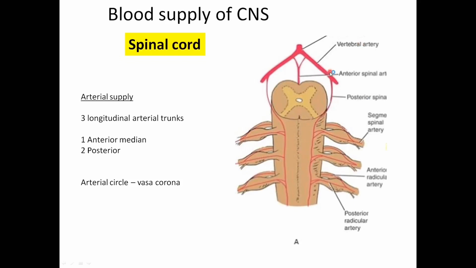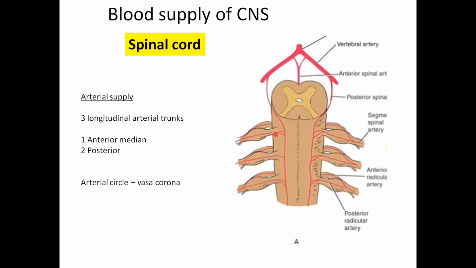the vertebral artery. But you know that the spinal cord is an elongated cylindrical structure which measures about 45 centimeters in length. So the blood supply that's coming from the anterior and posterior spinal arteries is not sufficient for its entire length. Hence, it gets the segmental arteries.